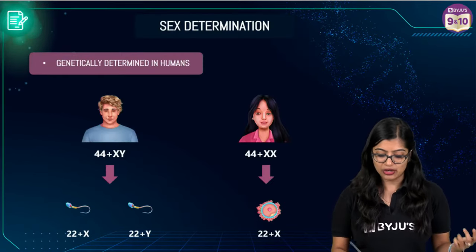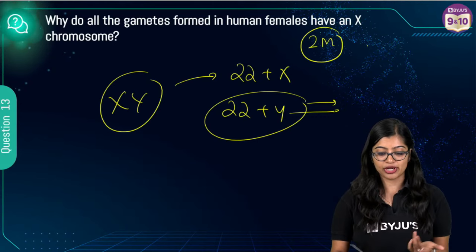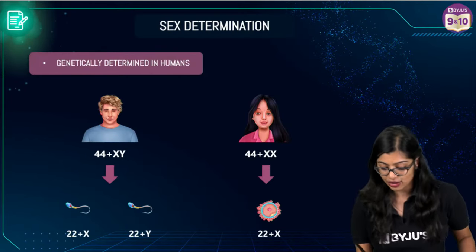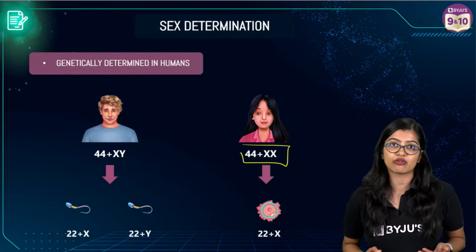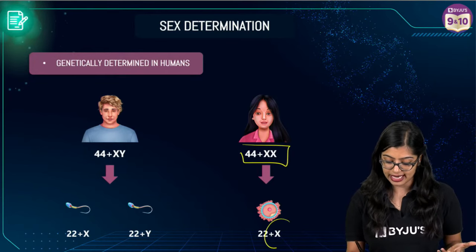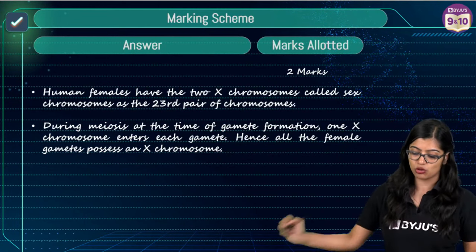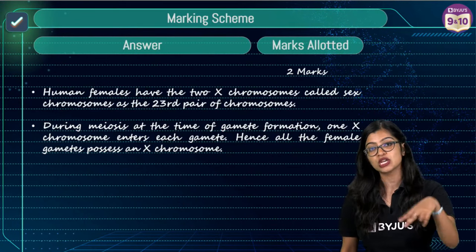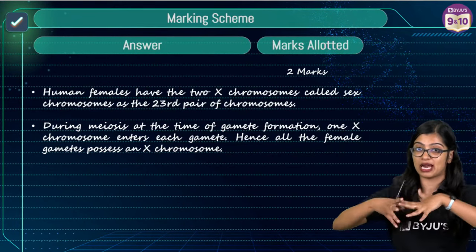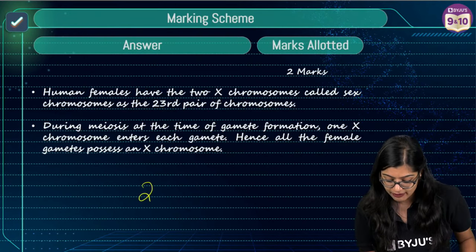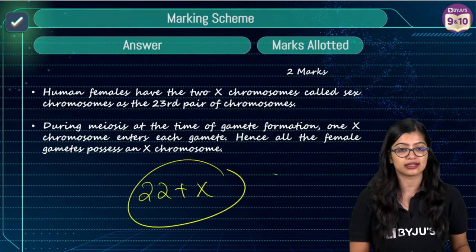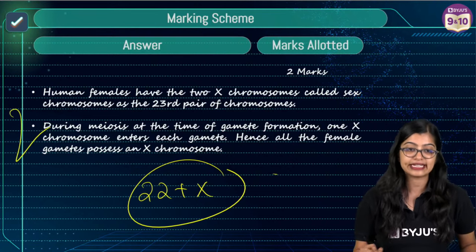So now, of course, we know why all gametes formed in human females have it. Because at the end of the day, the sex chromosome pair is 44 plus XX, which is why all gametes have the X chromosome. So it's a simple 2 mark question wherein all you need to write is that human females have 2 X chromosomes, which is why during gamete formation, when the number becomes half, all of them will have 22 plus X, right? Very simple and easy.